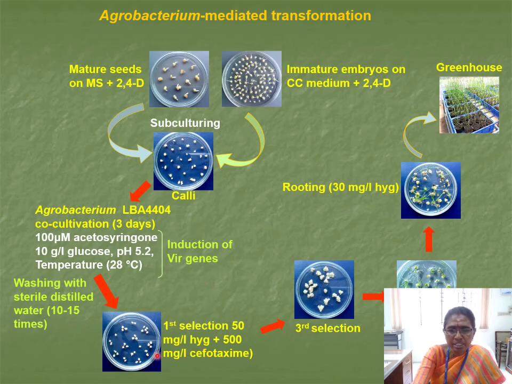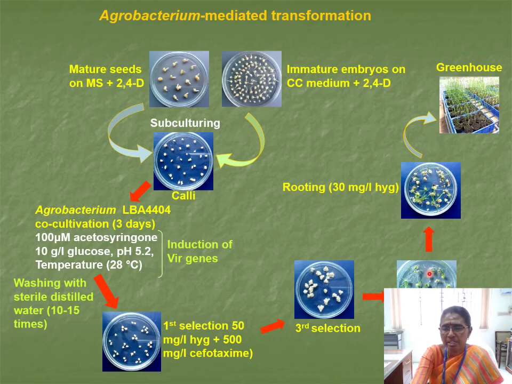Then these calli will be kept in a medium containing a selectable marker, namely 50 mg per liter of hygromycin, as well as 500 mg per liter of cefotaxime. We are using cefotaxime so that it will kill the Agrobacterium. Then the calli go through different selections, up to three selections. In all these selections, we will be selecting the transformed calli using 50 mg per liter of hygromycin. After the third selection, they will be transferred into a shoot-inducing medium.